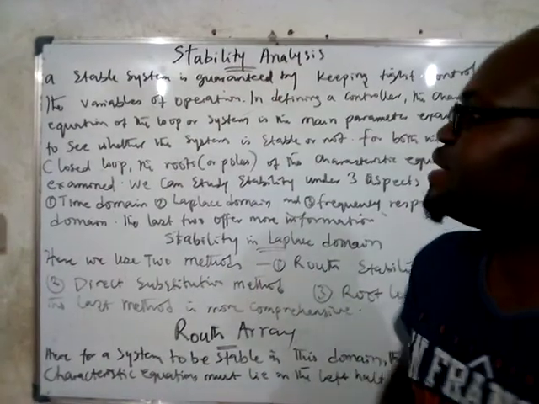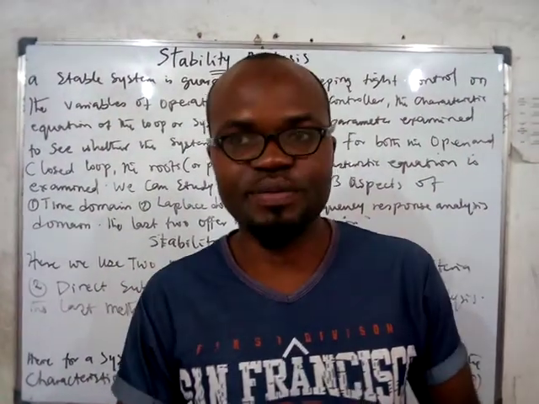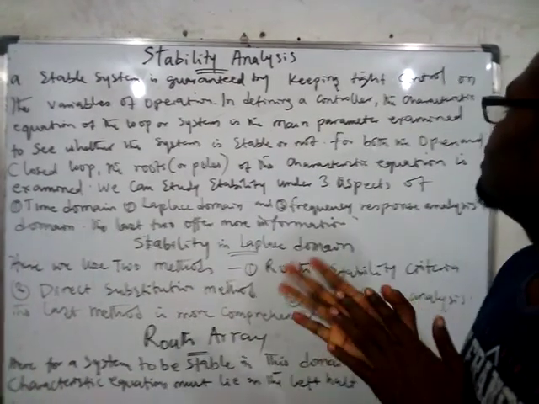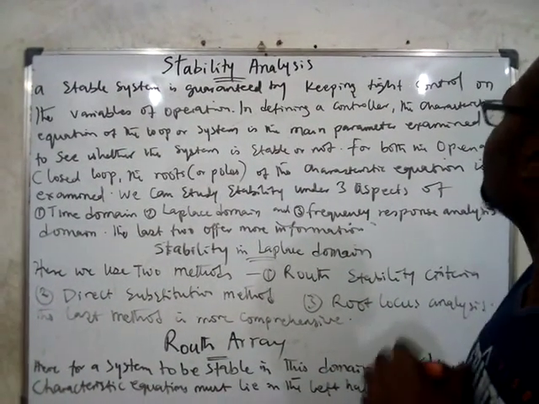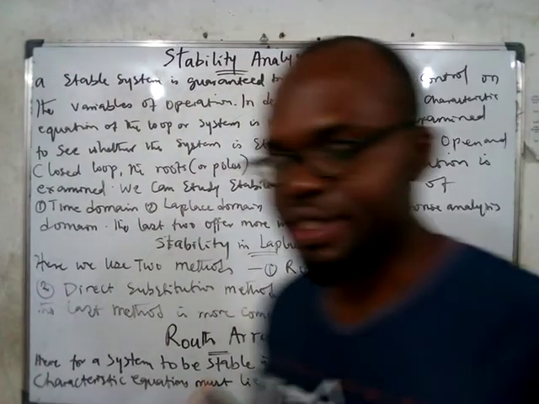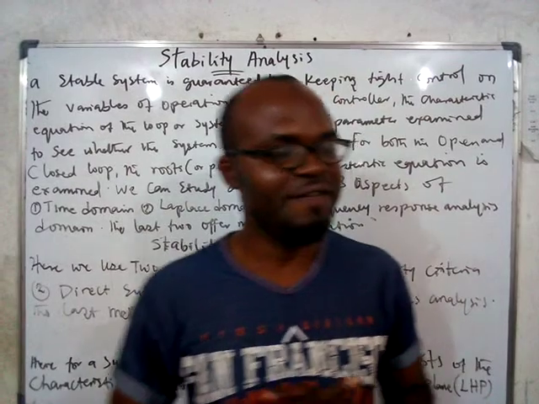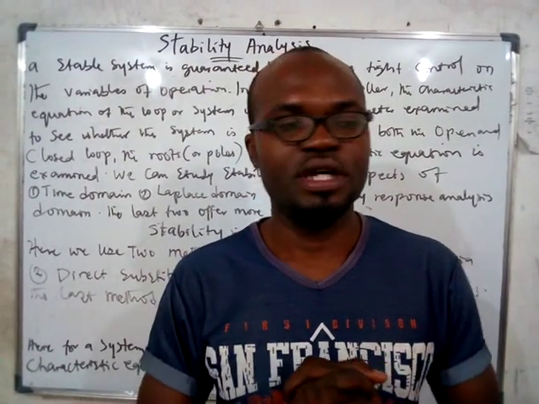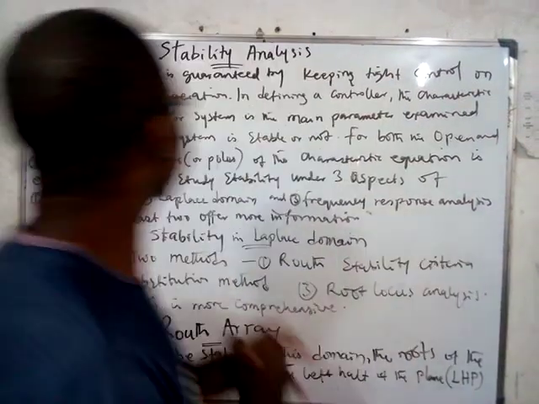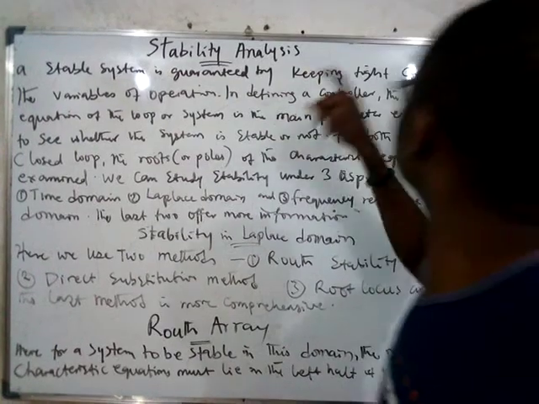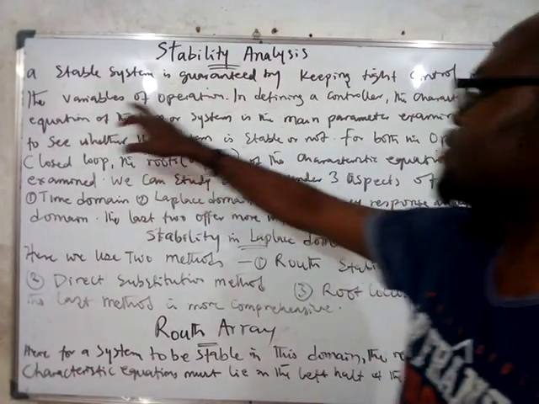Stability analysis. A system is said to be stable if you keep tight control of the variables of operation. A stable system is guaranteed by keeping tight control of the variables of operation.